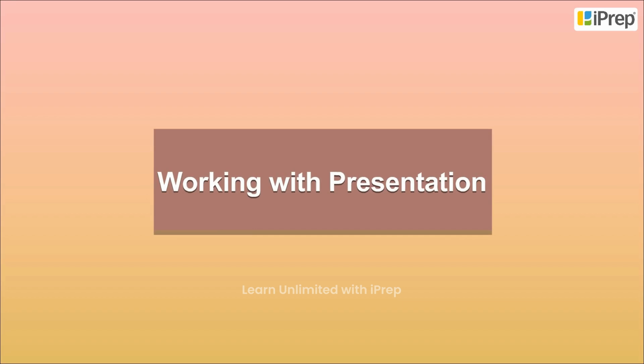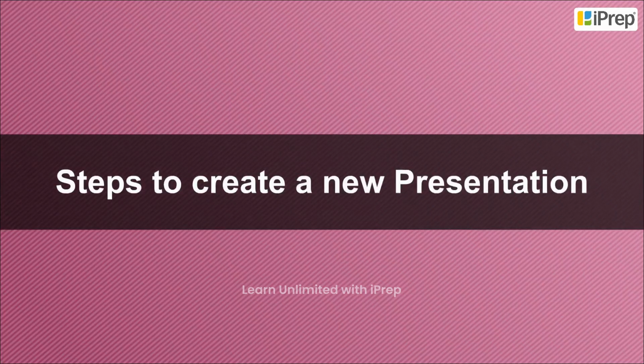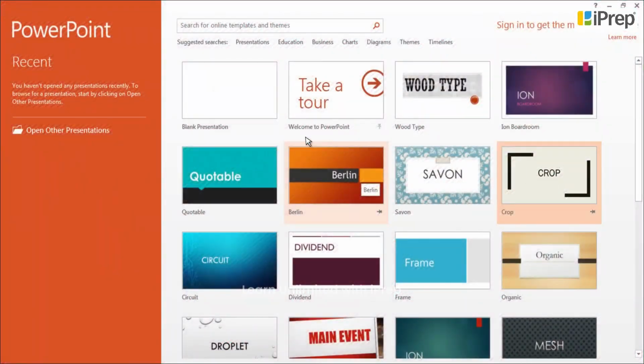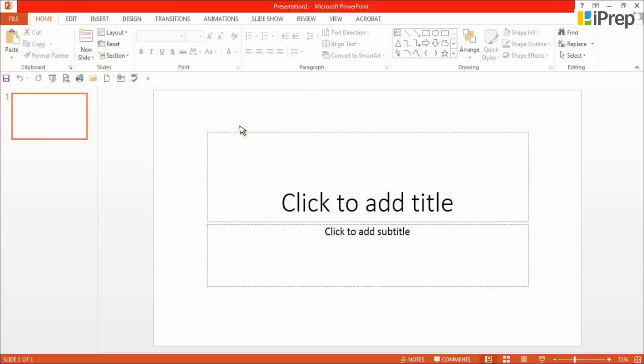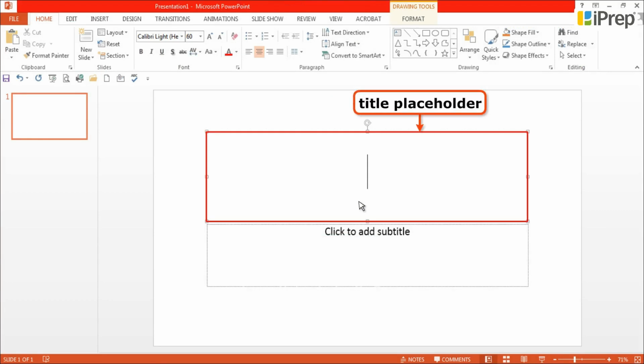Working with presentation. Steps to create a new presentation. Click on the blank presentation button located on the new presentation task pane. A slide will appear on the slide pane. Click on the title placeholder to add title to the slide.